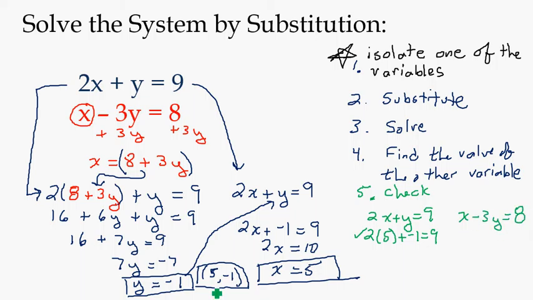Second equation, x minus 3y equals 8. Let's see if our solution works. x is 5 and y is negative 1, and that equals 8. So let's see, that's negative 3 times negative 1, that's plus 3. So that is going to give me 8, and that is true.